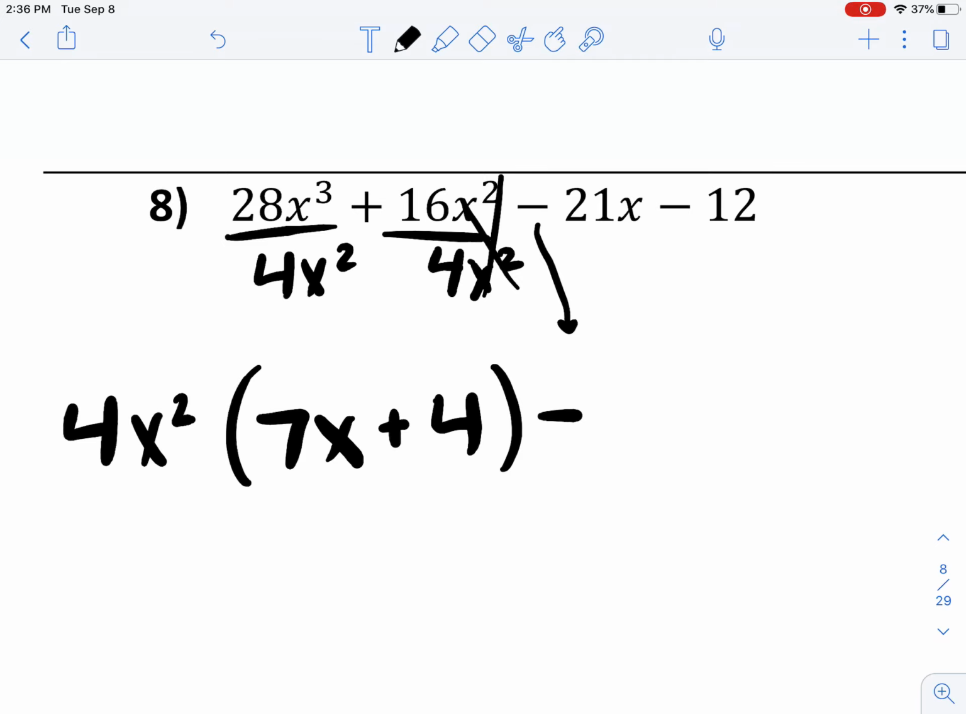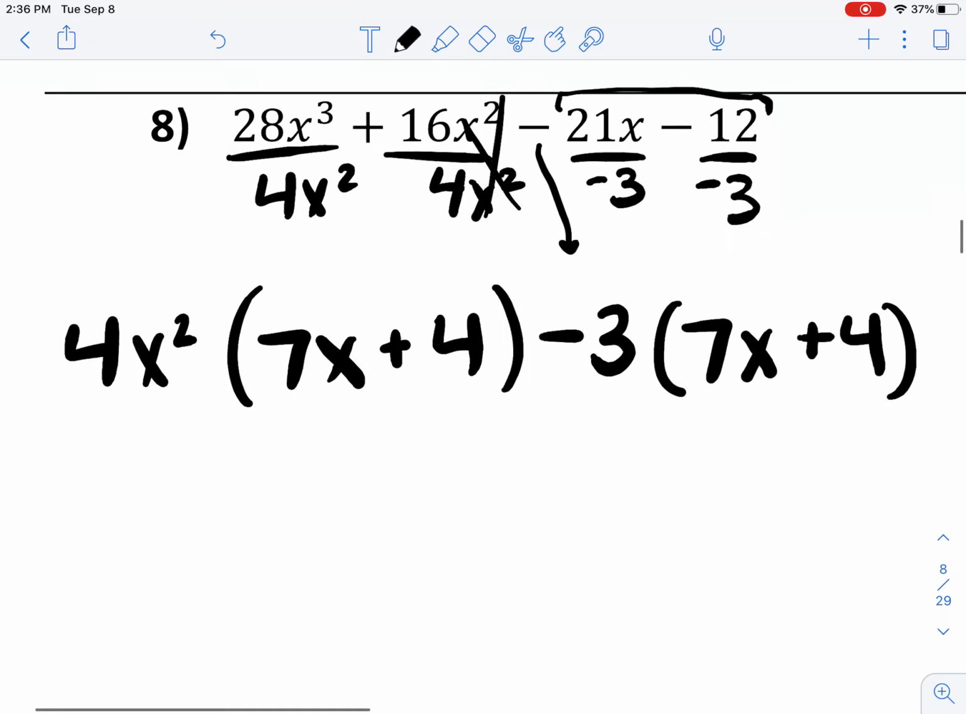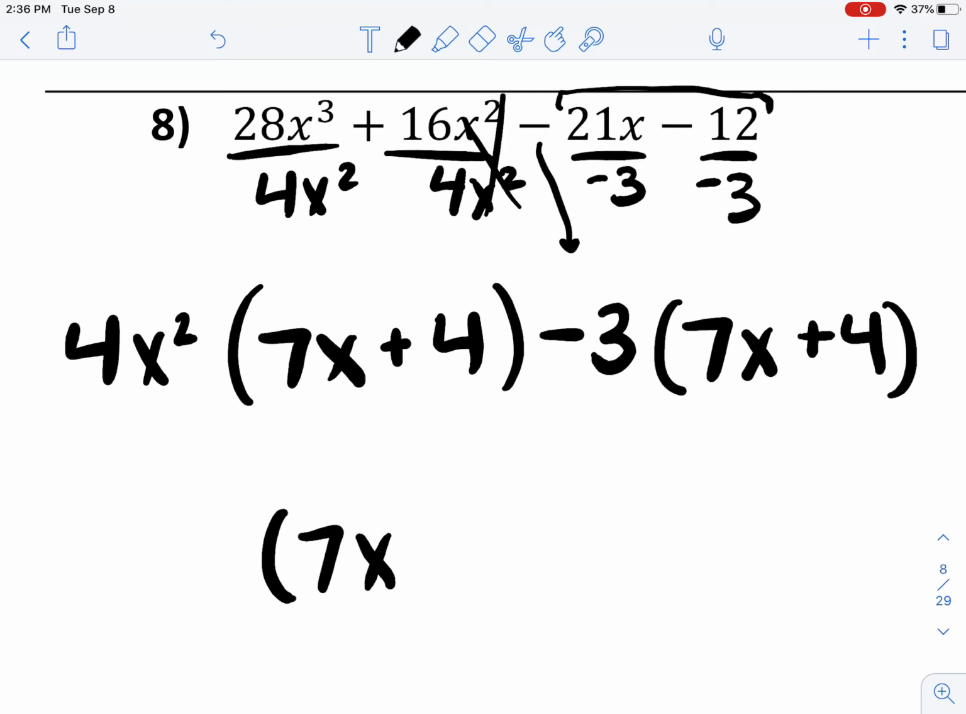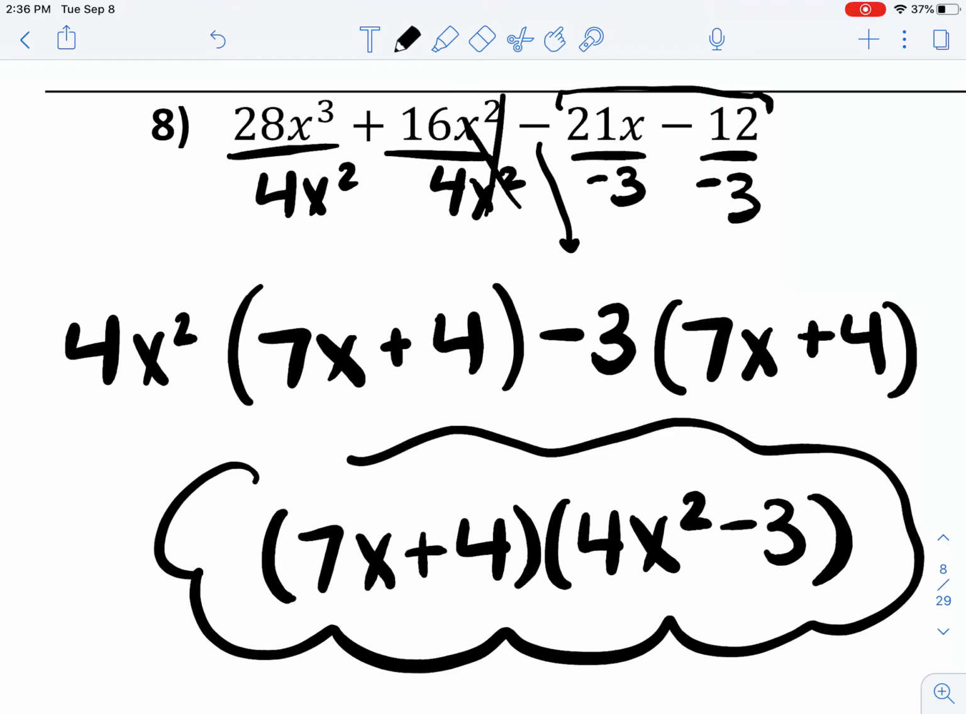The GCF of 21 and 12 is 3. Since it's a minus sign that I had to bring down for group 2, it's a negative 3 that I'm dividing by. Negative 21x divided by negative 3 is positive 7x. And negative 12 divided by negative 3 is a positive 4. So I end up with matching parentheses, so I pull that out, 7x plus 4, and then 4x squared minus 3. And that's our answer.